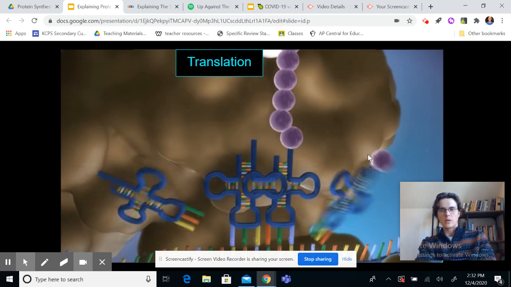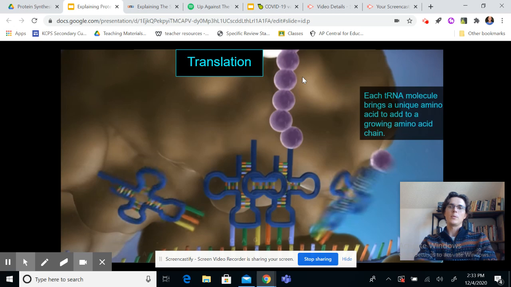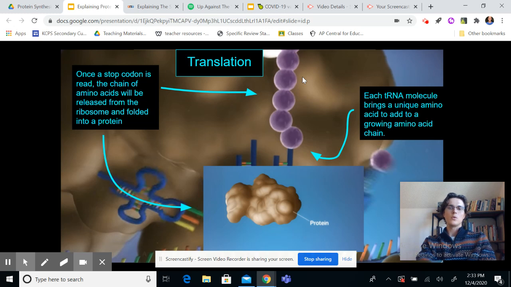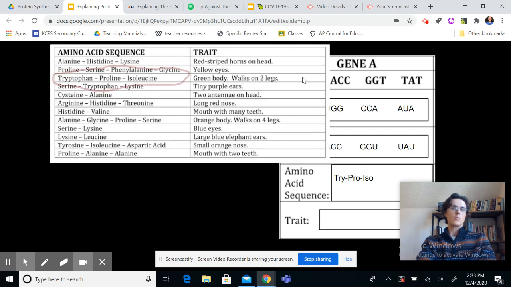Okay, so look at the right side of your screen. You have a tRNA molecule attached to an amino acid coming to join the ribosome. And on the left side of your screen, you have a tRNA molecule without an amino acid. And at the top half of your screen, you have a growing chain of amino acids. So what happens? The tRNA molecules bring a unique amino acid to add to a growing amino acid chain. Right? Once the end of the mRNA molecule is reached, the amino acid chain folds into a protein, and that is protein synthesis.